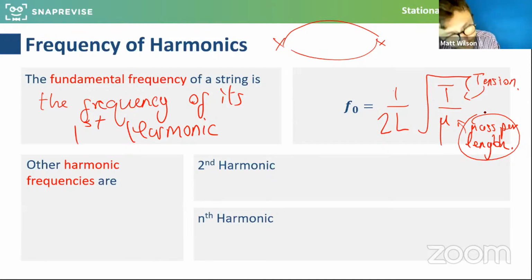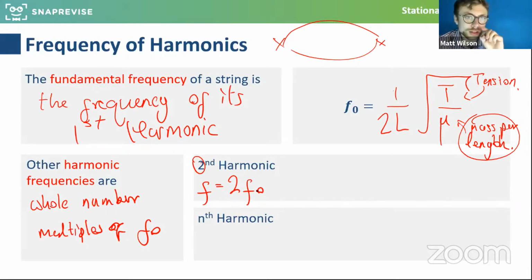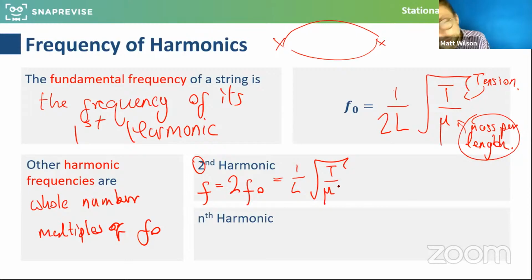Okay, so other harmonic frequencies are going to be whole number multiples of F0. So for example, the second harmonic, for each harmonic, all we have to do is take F0 and multiply it by this number here. So the frequency of the second harmonic is given by 2 lots of F0. So frequency equals 2 lots of F0. Okay, so that's going to be 1 over L square root of T over mu.